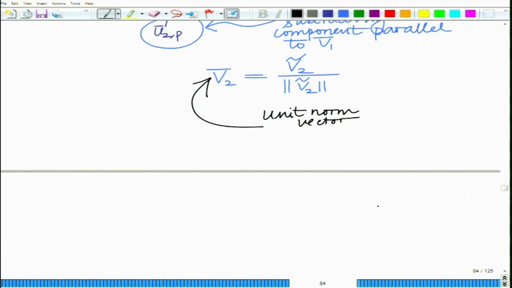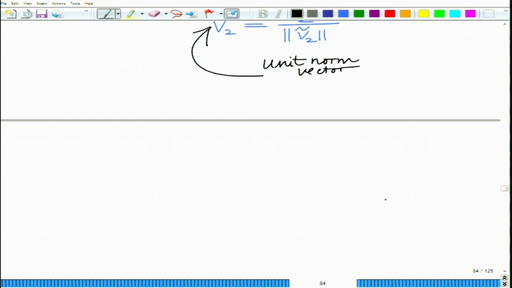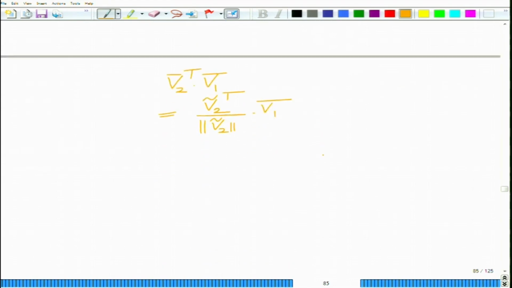Okay. And you can see orthogonality as follows. Consider just a quick demonstration of orthogonality. Consider V2 bar, we have already seen V2 bar is unit norm. V2 bar transpose V1 bar equals V2 tilde transpose divided by norm V2 tilde times V1 bar, because V2 bar equals V2 tilde divided by norm V2 tilde, something that we have already just seen.